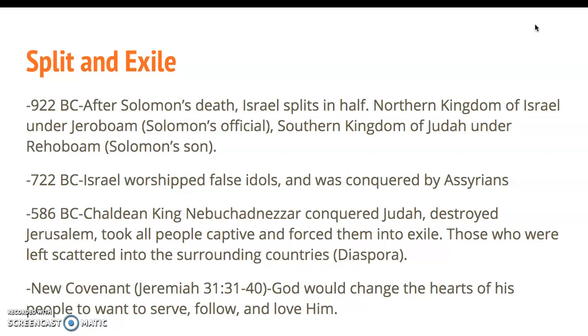During this time period, through several of the prophets, the new covenant, Jeremiah 31 through 40, was established, and God would change the hearts of the people who want to serve, follow, and love him. And this, of course, is going to be accomplished through the Holy Spirit.